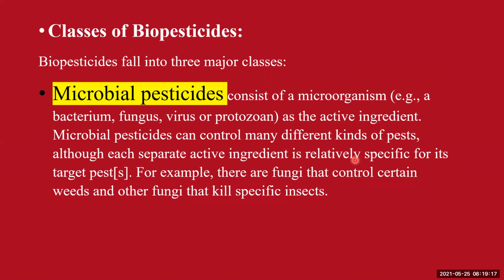There are different classes of biopesticides. What are those? Microbial pesticides. Microbial biopesticides are those which contain microorganisms. What kind of microorganisms? The active ingredient present in a microbial pesticide is a microorganism. And what is that? It may be a bacteria, a fungi, a virus or a protozoa. This biocontrol agent is sprayed over the plants so that the insect pest is killed or destroyed. So microbial pesticides are nothing but microorganisms used as pesticides.